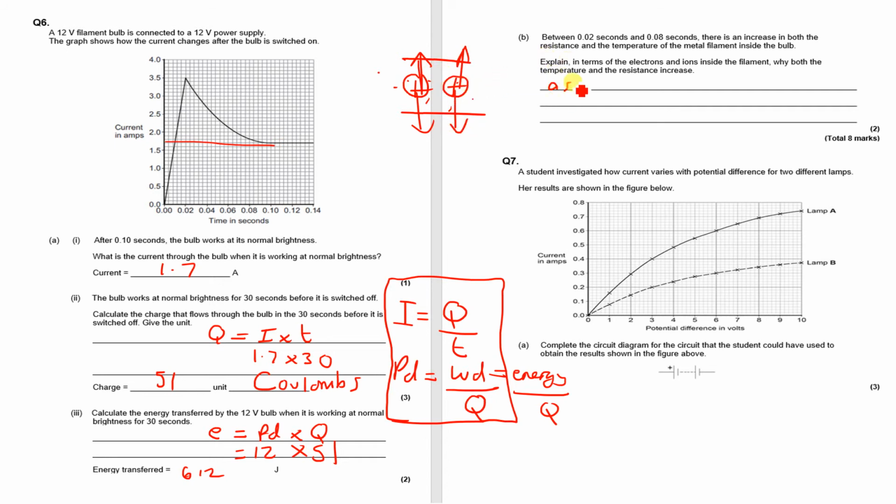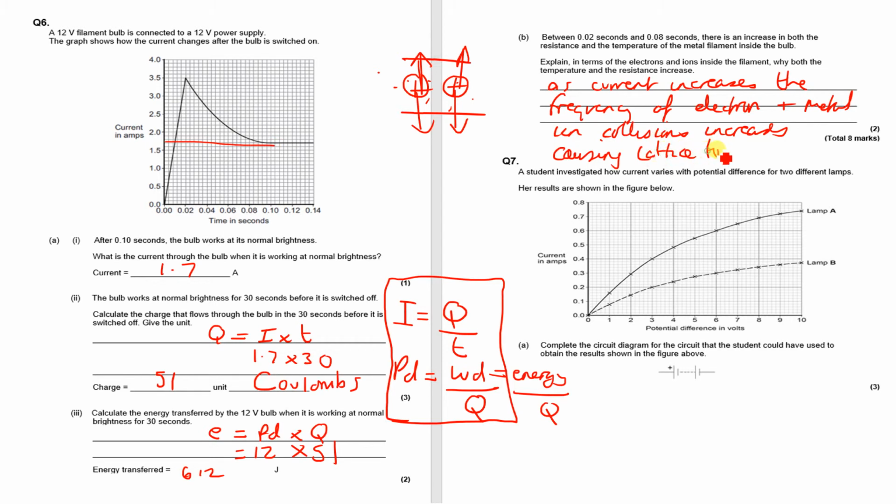So as current increases, the frequency of electron and metal ion collisions increases, causing the lattice to vibrate more, and that will increase, so increasing resistance.